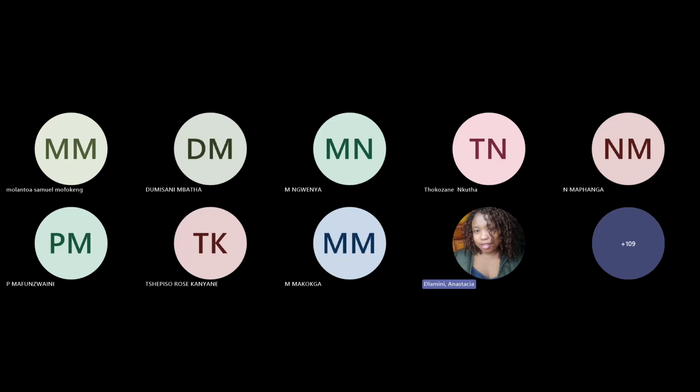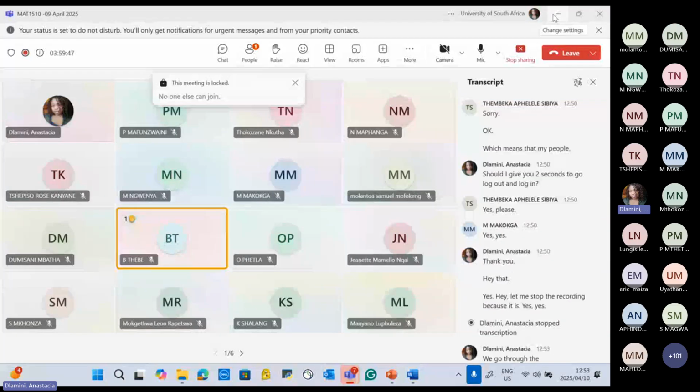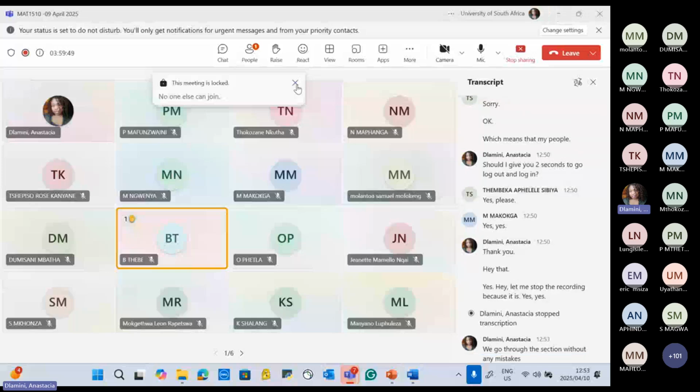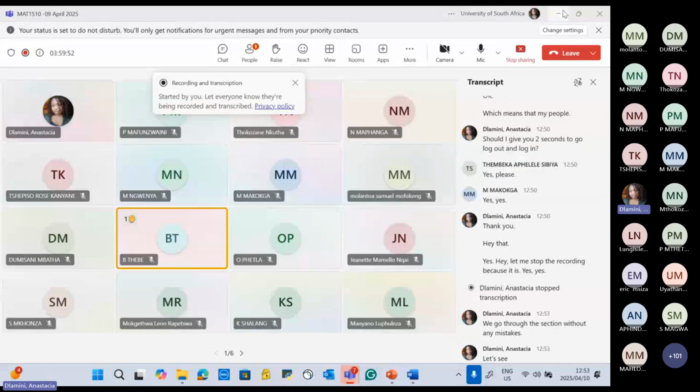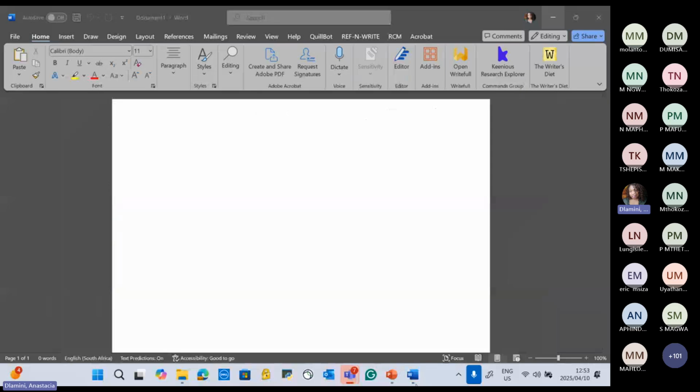Hopefully we go through the section without any mistakes. Let's see, is it recording? Yes, we have started the recording. So let's start.